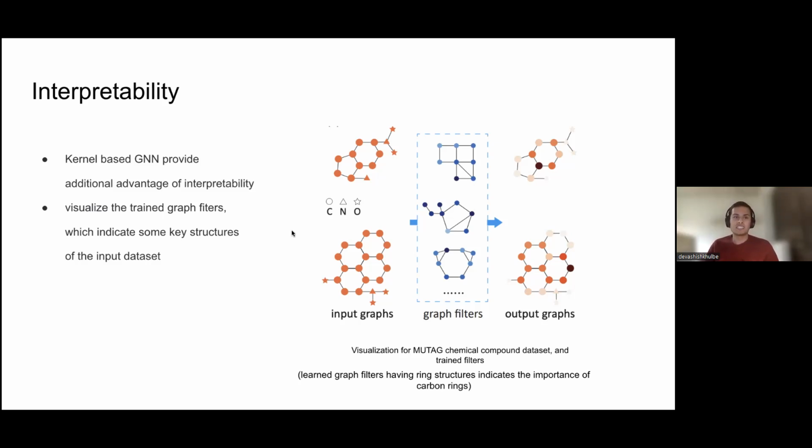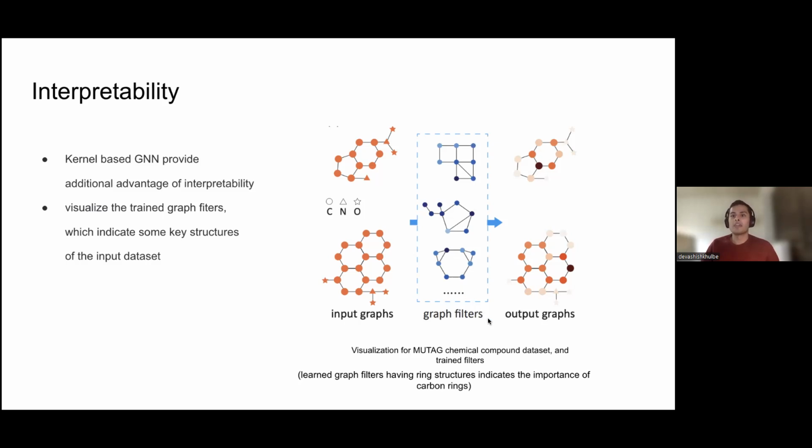So the last thing is about interpretability. There is a way of interpreting the model itself, which many deep learning models lack. And how to interpret it? Well, we interpret the learned kernels. Suppose we have a given graph, in this case a chemical compound graph with three atoms: carbon, nitrogen, oxygen. And we want to construct a node representation, a network representation of it. So we deploy a kernel-based GNN architecture and learn the kernels.